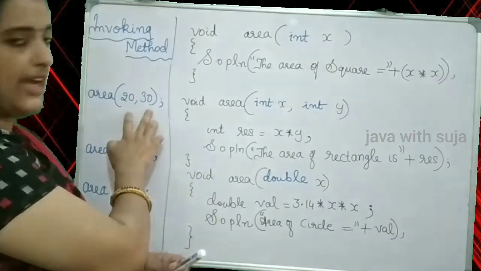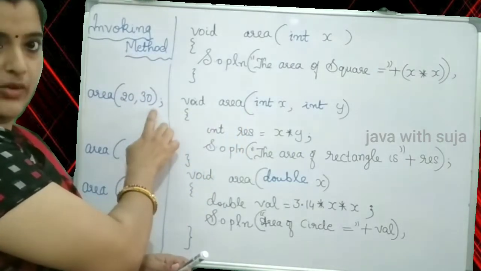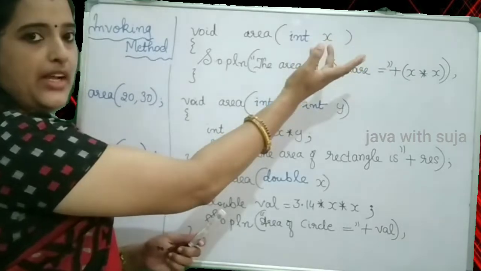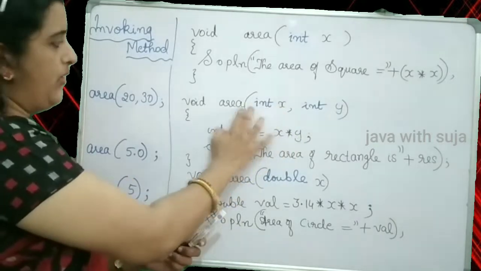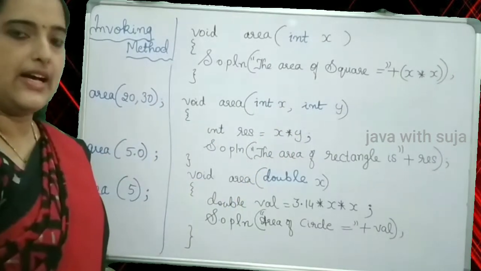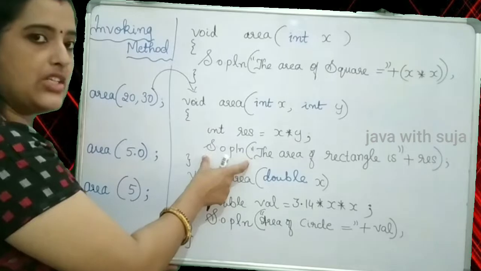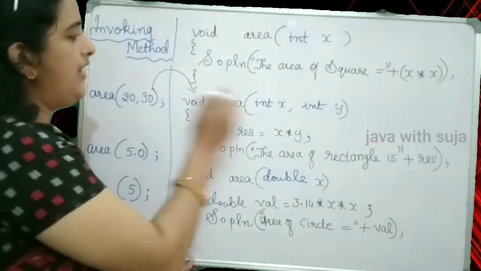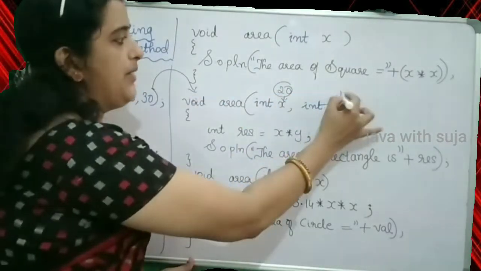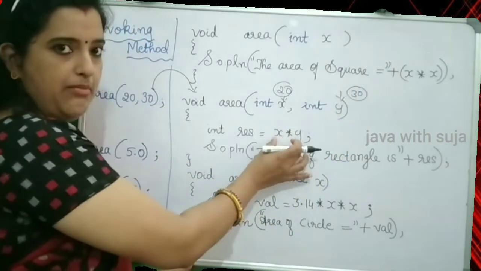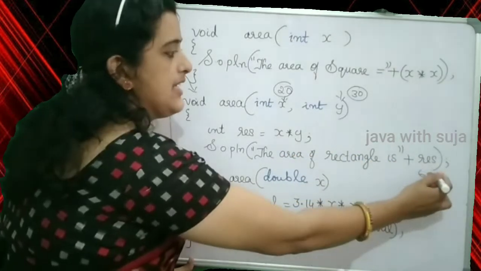In the first example, I have invoked the second method because here I have given two integer values. The compiler will check here. There is no match, as here we are supposed to provide only one value. But here a match will occur because the type and the number of arguments match. So when the compiler sees this function call, the corresponding function definition will get executed, and the value 20 will be given to the variable x and the value 30 will be given to the variable y. Both will be multiplied, which will give you the result: the area of a rectangle is 600.